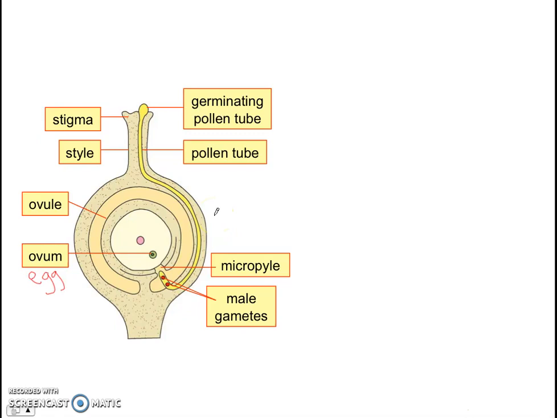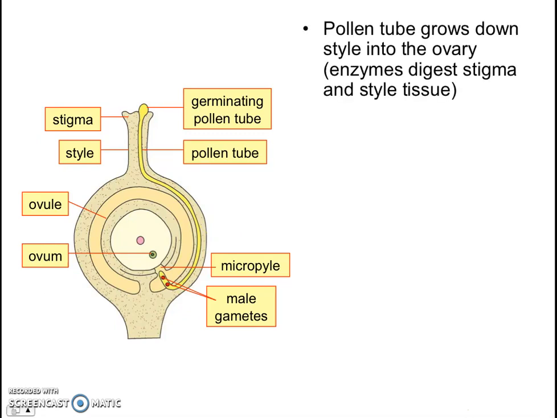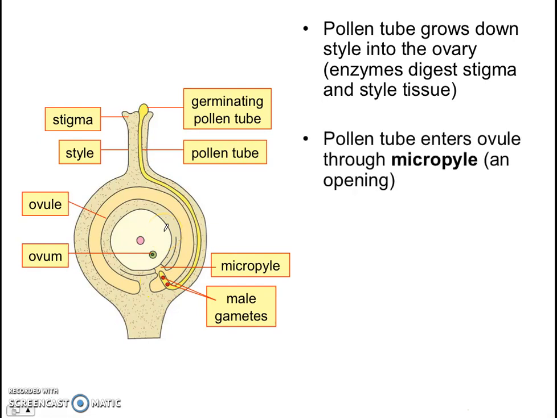So what happens? Firstly, the pollen tube grows down the style into the ovary. Over here, the pollen tube has grown down the style into the ovary. And inside the pollen tube, some enzymes will be produced and secreted. These enzymes are able to digest away the stigma and the style tissue. So that's why it's able to bury its way down towards the ovary. And next, the pollen tube enters the ovule.